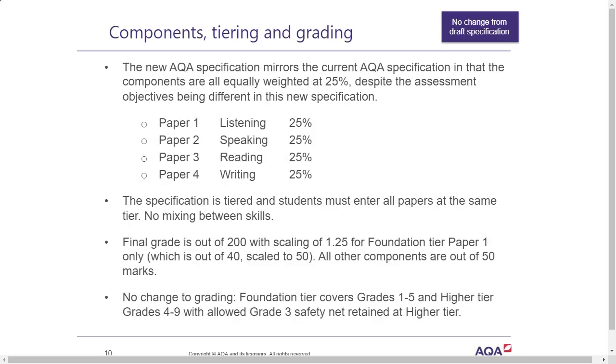So there are no changes to the number of papers, the allocations of overall percentages to papers, or to the grading arrangements in comparison with our first draft. So we have 4 tiered papers, all worth 25% out of 50, with scaling on paper 1 foundation tier only.